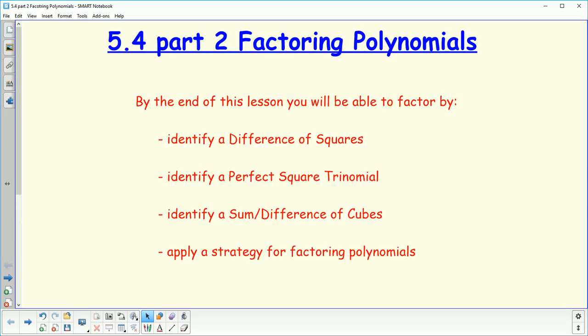Okay, Common Core Algebra 2. So here we are for 5.2 Part 2. We're still in Factoring Polynomials, and in fact, I believe I called this one Special Cases. So we're still talking about factoring, but we're going to look at special cases.